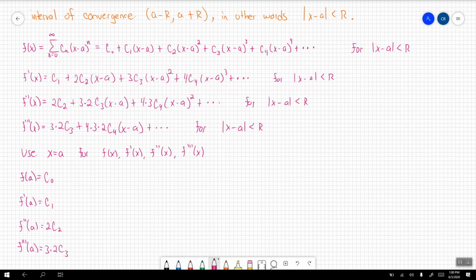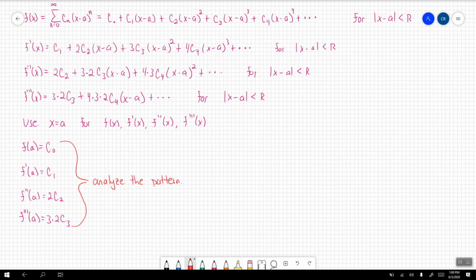So, what does this look like now? Or what does it look like it might be happening? Well, what we want to do then is analyze this pattern. So let's analyze the pattern then. So what I see here is I have f of a is equal to c sub naught. Then the first derivative is going to be this second coefficient. Then the second derivative is going to be this third coefficient multiplied by 2, so on and so forth. So there does appear to be some sort of pattern, and I want to establish that pattern.